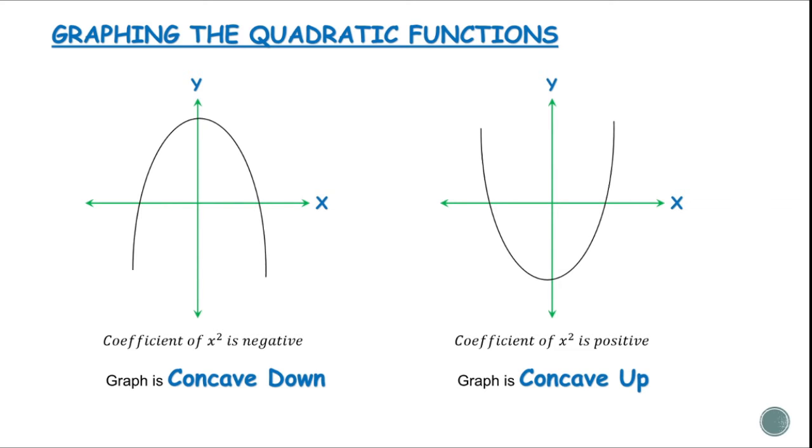This is a very generalized graph I have mentioned here just to give you the idea that on the basis of the value of x squared, the coefficient of x squared, the graph will take this form: concave down and concave up. You can simply correlate the concept of concave lens and concave mirrors from science to compare those concepts with these graph names, concave down and concave up.